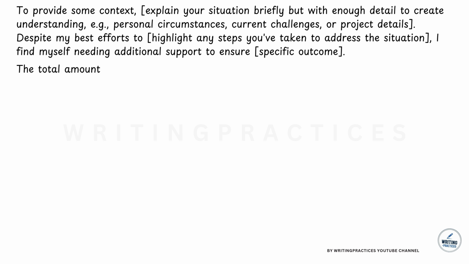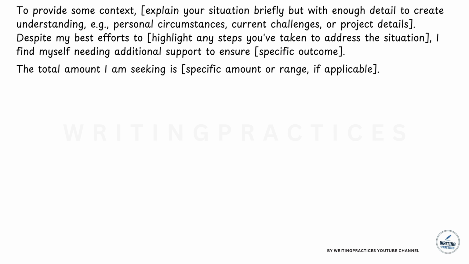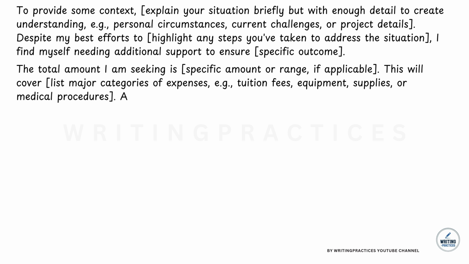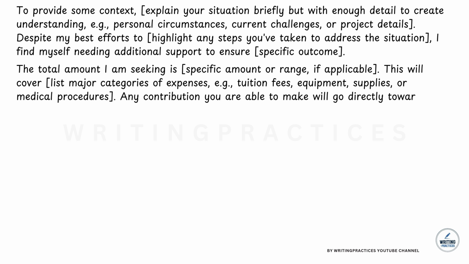Step 8. Specific amount and usage. Now outline the financial details. Write it like this: "The total amount I am seeking is [specific amount or range, if applicable]. This will cover [list major categories of expenses]. Any contribution you are able to make will go directly toward achieving [goal or solution]." Being transparent about the amount and how it will be used builds trust. It also helps the recipient see exactly where their support will make an impact.